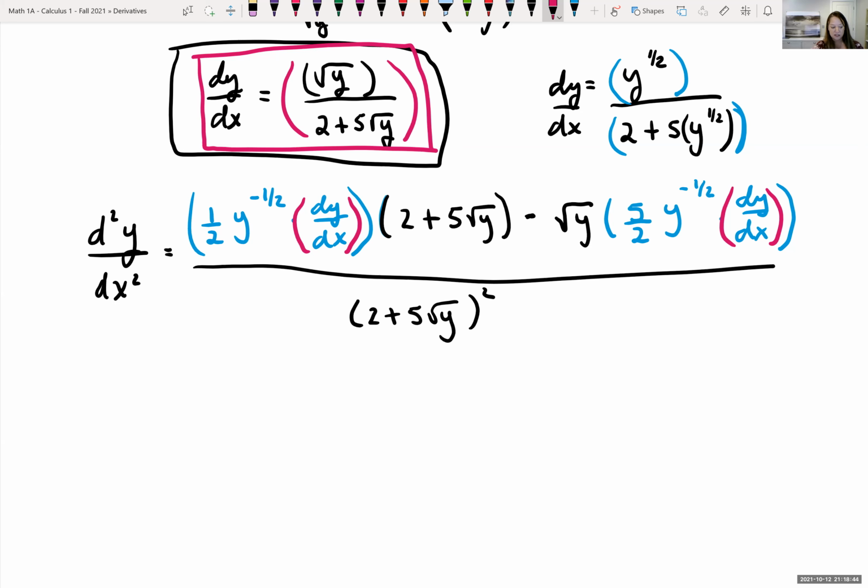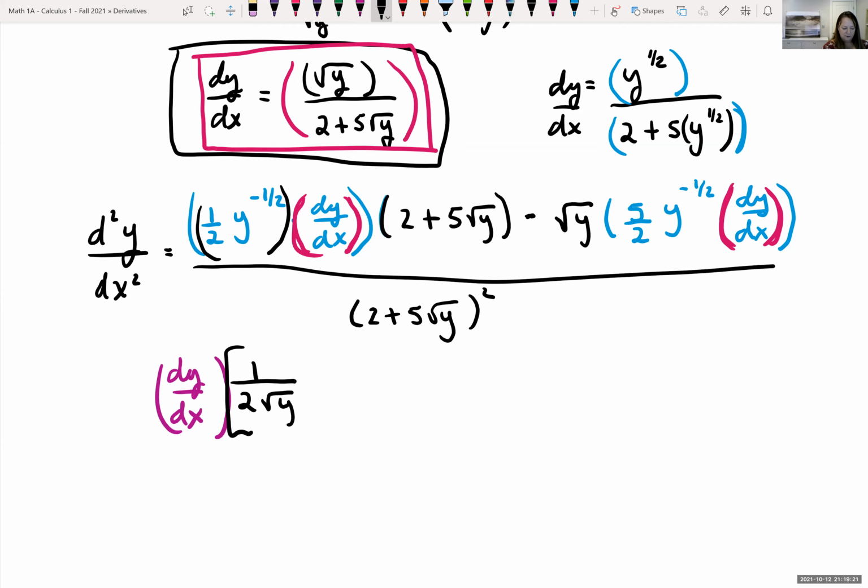So I'm going to make my exponents positive. In my numerator, I have this 1/2 square roots of y. Actually, let's pull out. Notice in my numerator, I have dy/dx in common. Let's pull that out. So if I pull out that factor of dy/dx, which they have in common in the numerator, and I'll start rewriting. So this piece here, this 1/2 times y to the negative 1/2, is the same thing as 1/2 square roots of y.